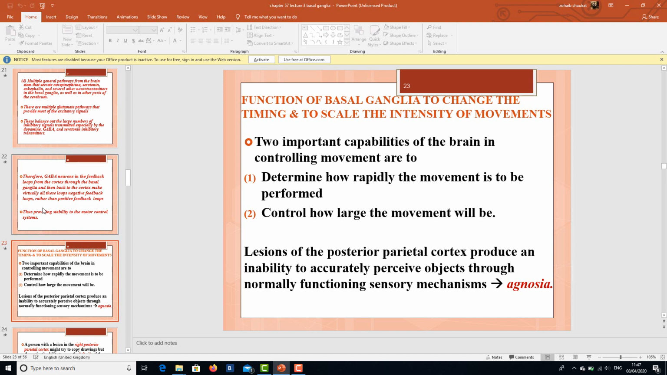Now, lesions of the posterior parietal cortex produce an inability to accurately perceive objects through normally functioning sensory mechanisms, and that is known as agnosia. What is agnosia? Agnosia is a condition in which the person has an inability to accurately perceive objects through normally functioning sensory mechanisms.